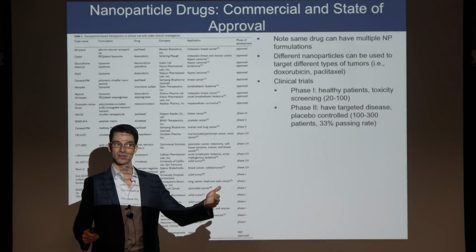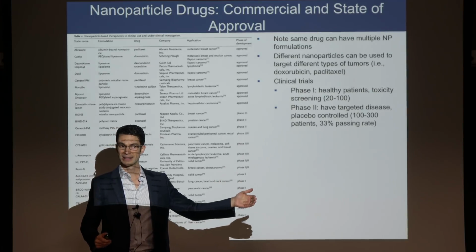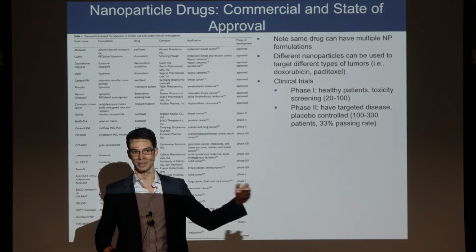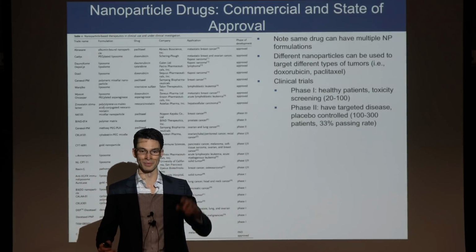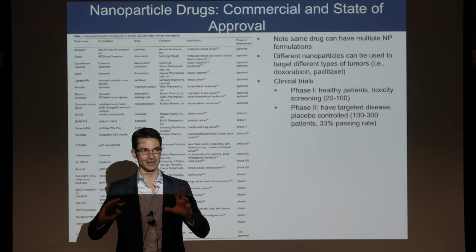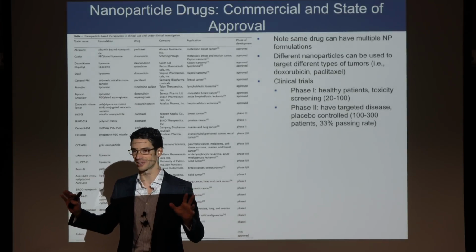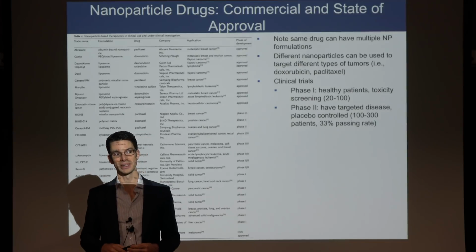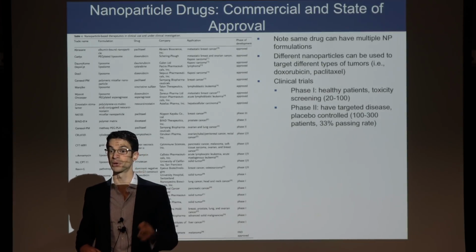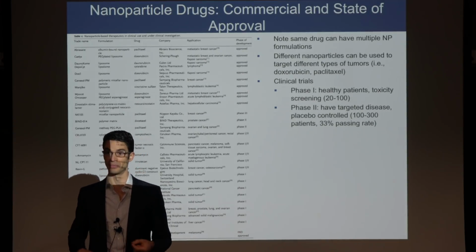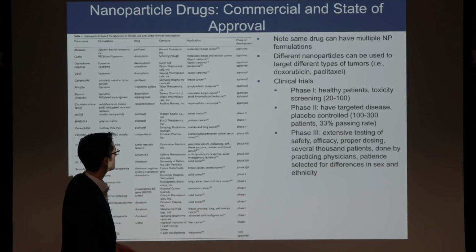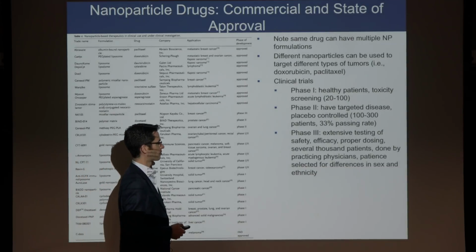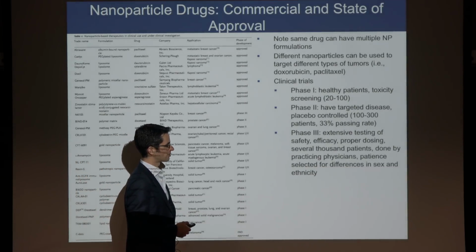Now, per clinic, that's a lot of investment on the part of the pharmaceutical company. And I don't mean to be political, I'm just going to state the facts that it costs at least $100 million to do a clinical trial per site, and it has to be done at multiple sites. Phase 3 is extensive testing of the safety, efficacy, proper dosing, requires several thousand patients.